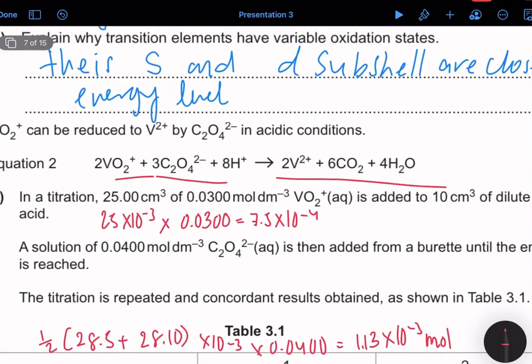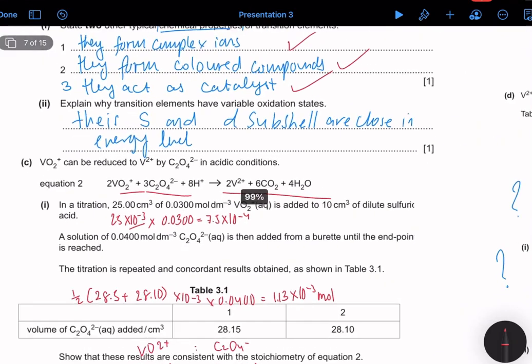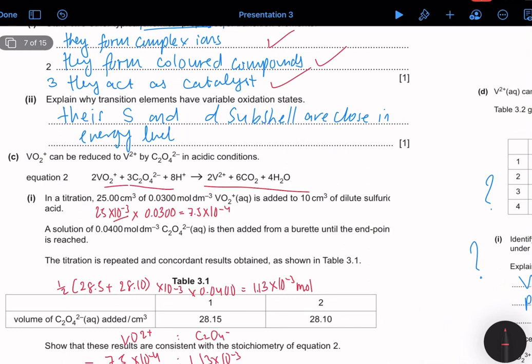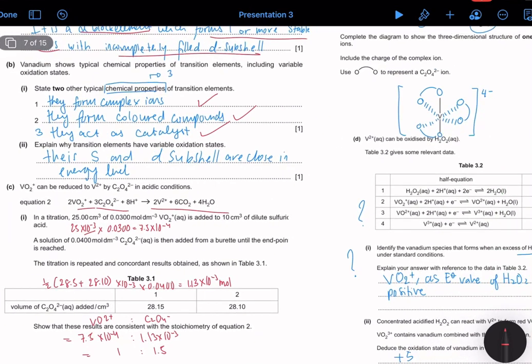Make sure to convert it into decimeter cube, by the way. A solution of 0.04 mole per decimeter cube of C2O4 2- is then added from a burette until the endpoint is reached. That titration is repeated and concordant results are obtained. So again, we can apply the same approach: just take the different values and get the mean.